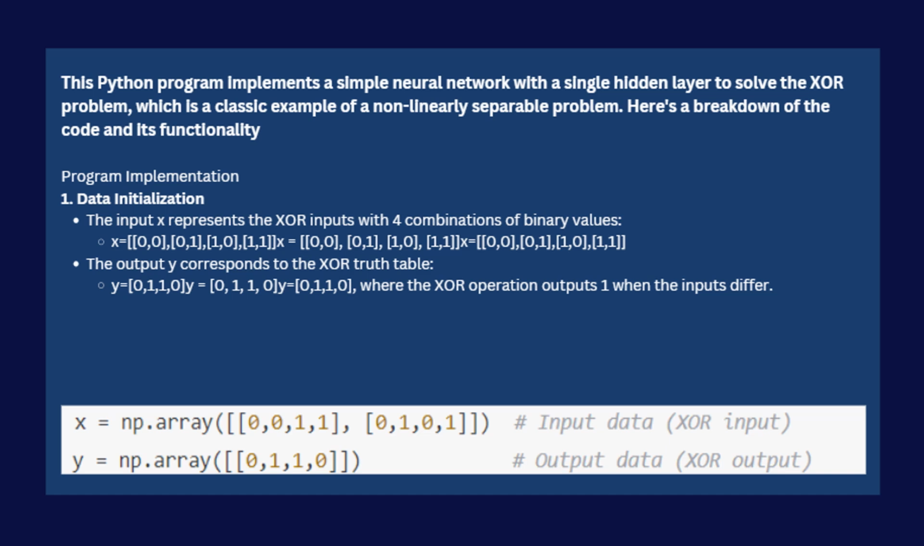This Python program implements a simple neural network with a single hidden layer to solve the XOR problem, which is a classic example of a non-linearly separable problem. Here's a breakdown of the code and its functionality. Data initialization. The input X represents the XOR input with 4 combinations of binary values. The output Y corresponds to the XOR truth table, where the XOR operation outputs 1 when the inputs differ.